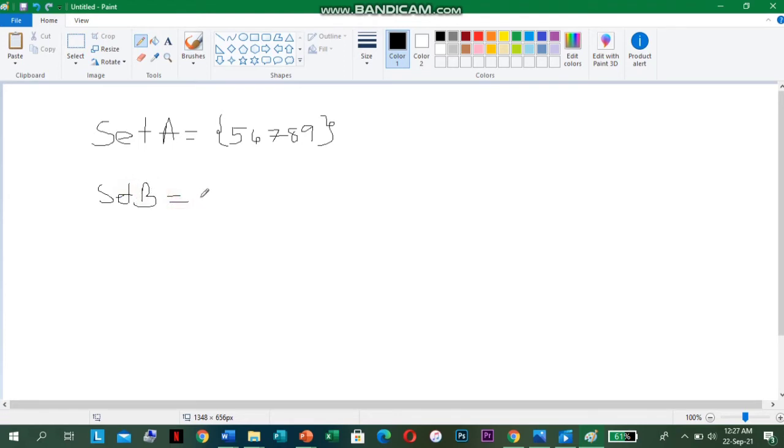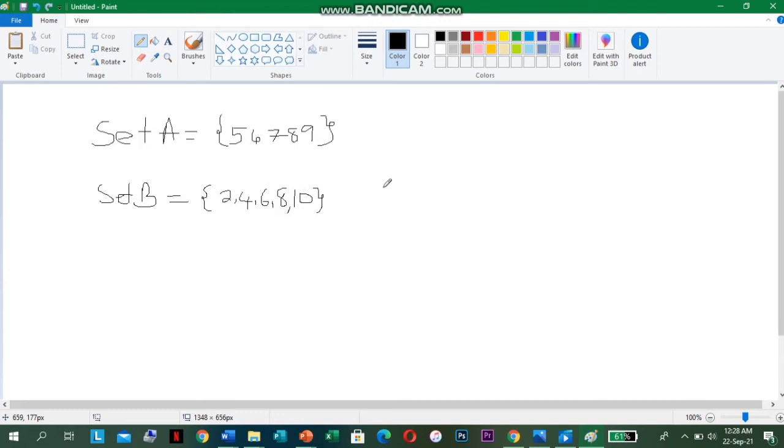equal to 2, 4, 6, 8, 10. Alright, good. So we have set A and we have set B. Set A is equal to 5, 6, 7, 8, 9. Those are the elements in set A. The elements in set B are 2, 4, 6, 8, 10.